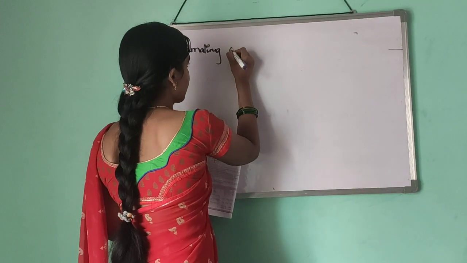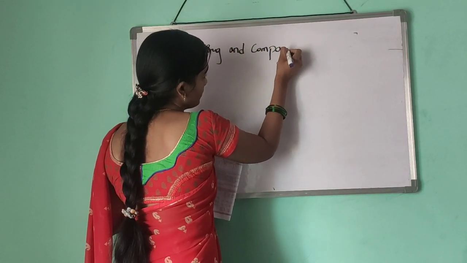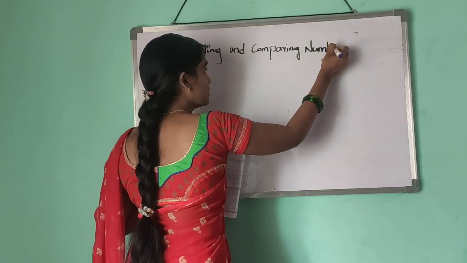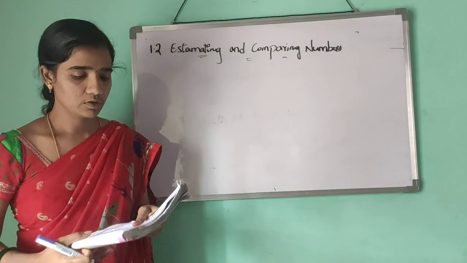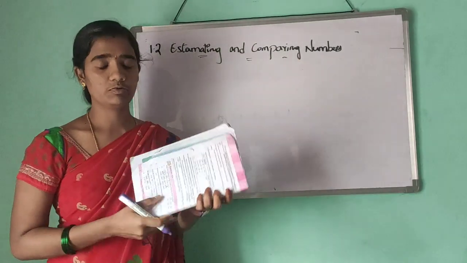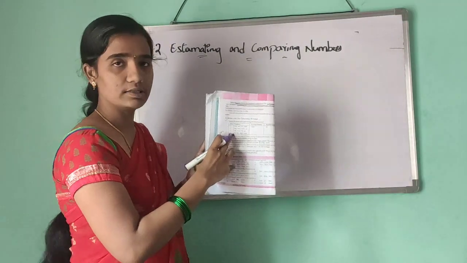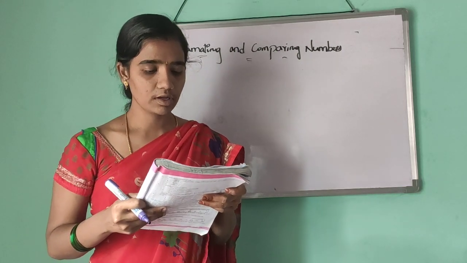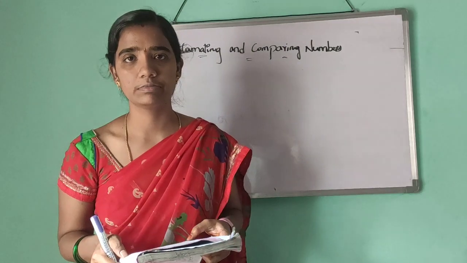Estimating, comparing numbers. Everyone open your textbook, page number 2. Here there is a box. Everyone see this box: serial numbers, greatest number, smallest number.